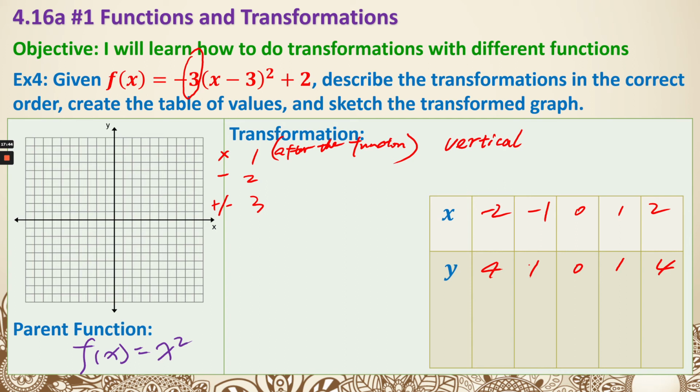Since it is vertical, that means it just follows. So 3 is bigger than 0, so it's going to be a vertical stretch by 3. That means I'm multiplying all the y's by 3. 12, 3, 0, 3, 12.